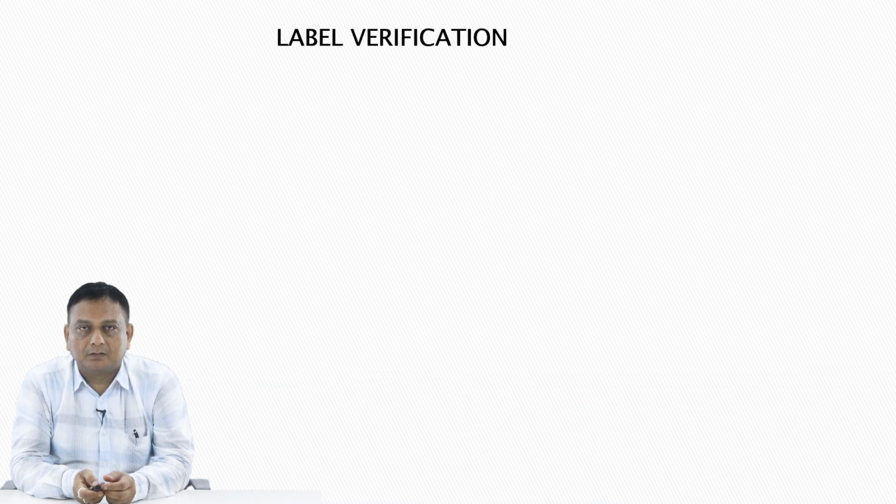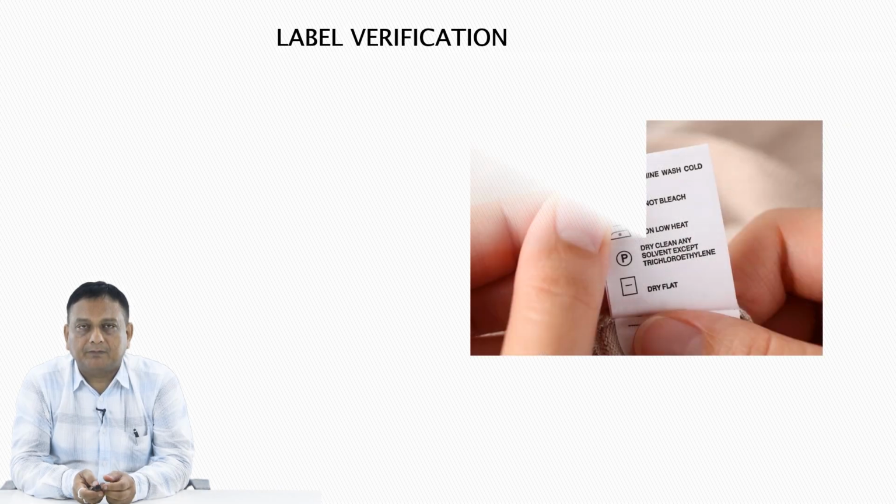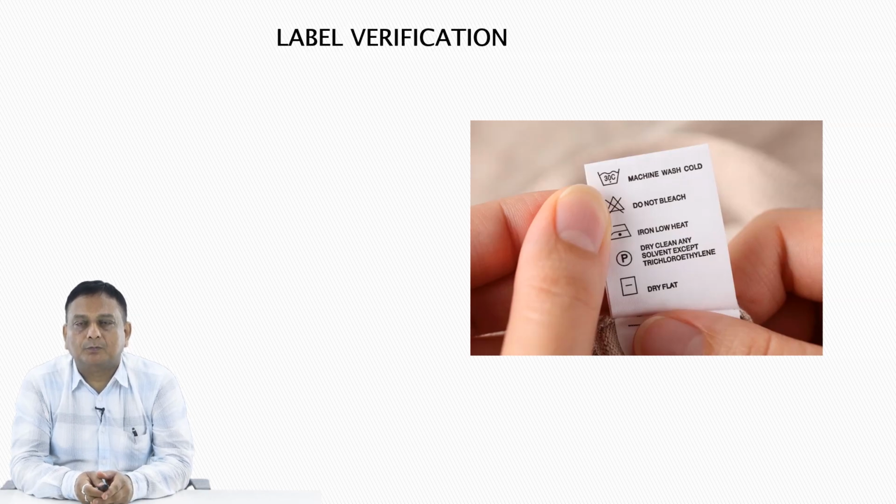Now the first step in this garment protocol is the label verification. Different labels are there in the garment, so those kinds of labels will be verified, and after that we will see a lot of other labels also.